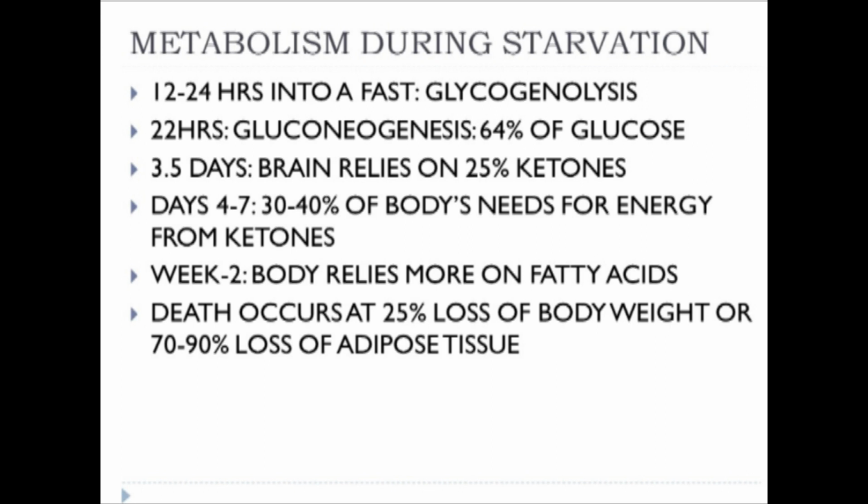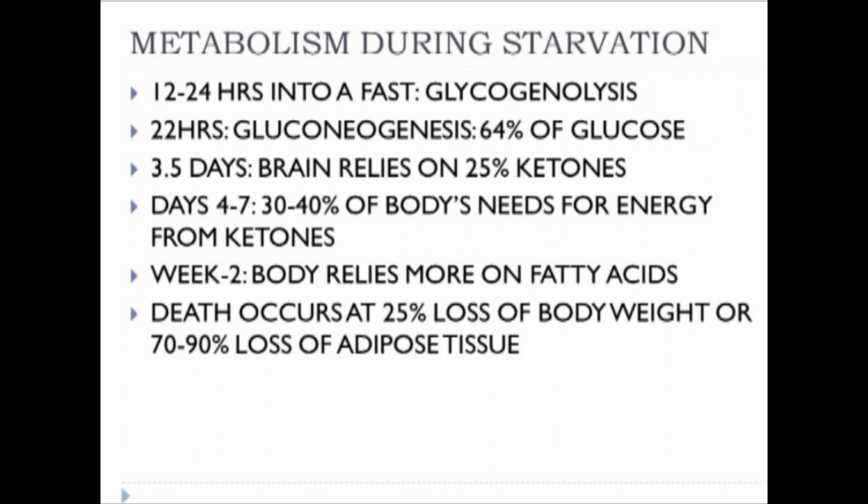So let's look at the different stages of metabolism during starvation. For example, in the first 12 to 24 hours, we're seeing primarily glycogenolysis taking place in the early stages of a fast. That's a breakdown of glycogen primarily from the liver. Around 22 hours, gluconeogenesis is kicking in, producing roughly 64% of the glucose in circulation in the blood. By this time, the glycogen reserves at the 22nd hour are very limited, and so consequently the body has to rely on amino acid breakdown, the breakdown of lactate, and other intermediates that have gluconeogenic attributes.